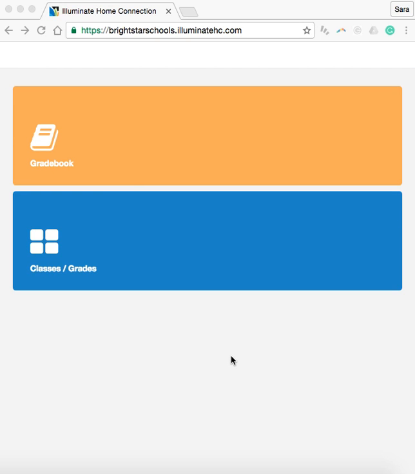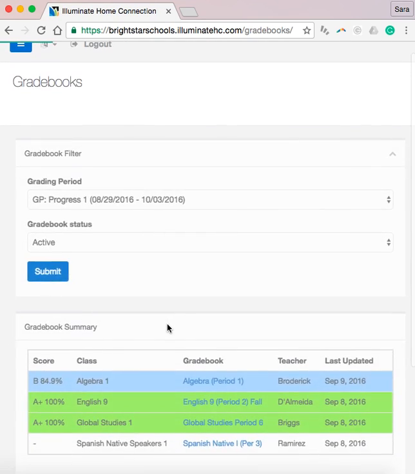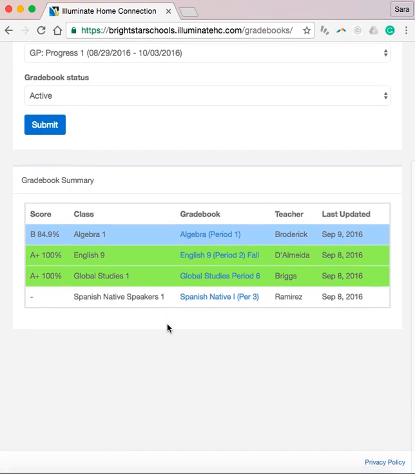Look for when you go to check your grades. So when you log into your grade checking portal, right, you'll see two options, gradebook and classes/grades. Click the gradebook one. And when you click the gradebook, it's going to come up with your grades.